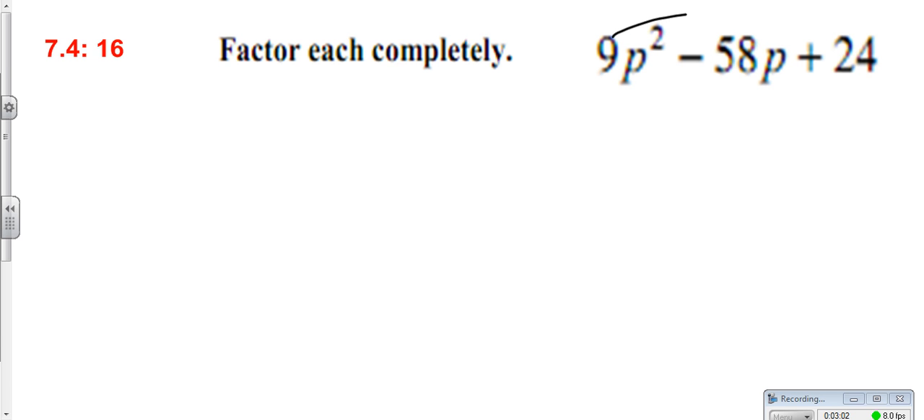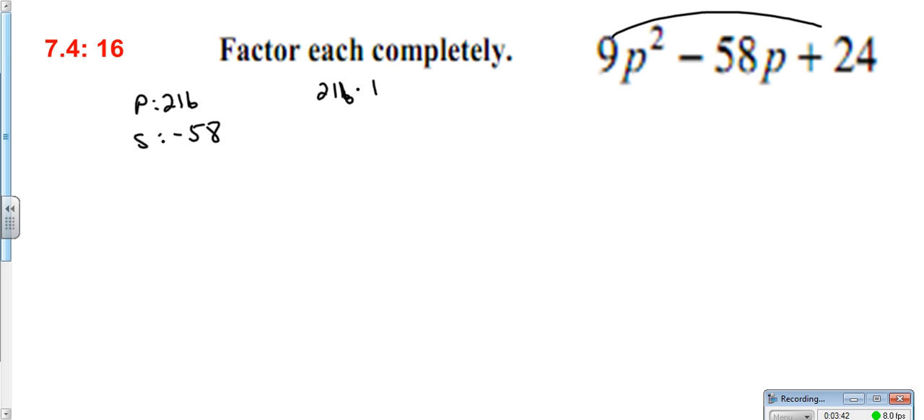Next one, 9 times 24. So hang on a second. That is 216. So a product of 216 and a sum of negative 58. So we're going to have to work on this a little bit here. So 216 times 1, and I'm going to have to write these down. We have quite a few.